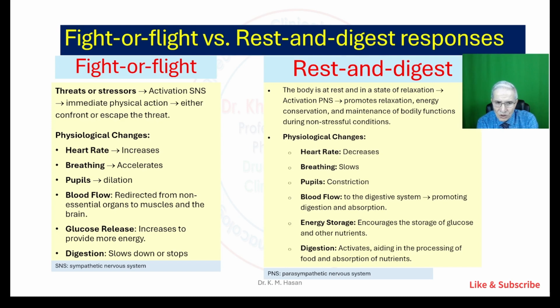Also, do we need to eat in this situation? Do we need to use the bathroom? No. So we have slowed function of the digestive system and urinary system.